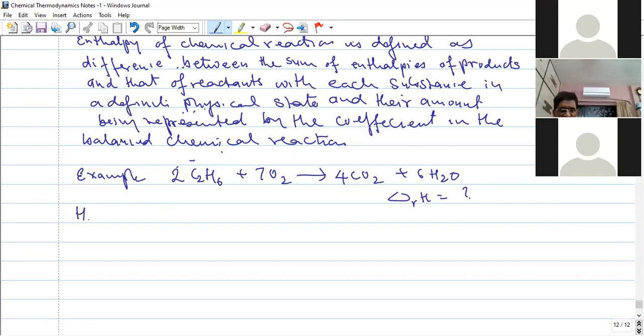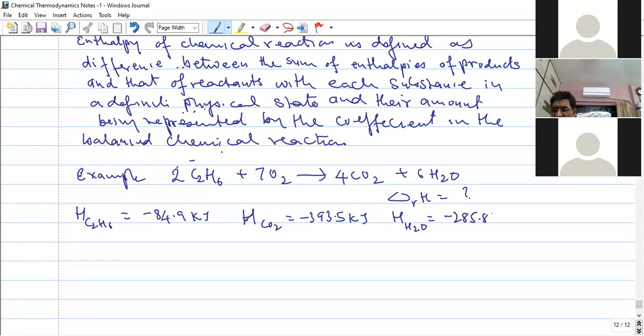You are given enthalpy of C2H6 as minus 84.9. You are given enthalpy of carbon dioxide minus 393.5 kilojoules. You are given enthalpy of water minus 285.8. ये तीन की वैल्यू दी गई.